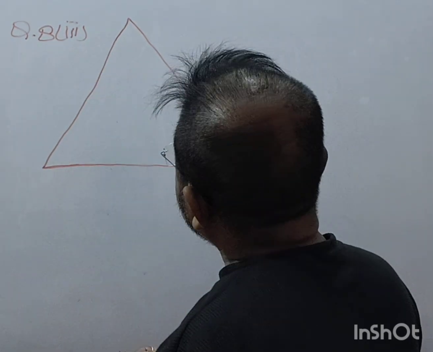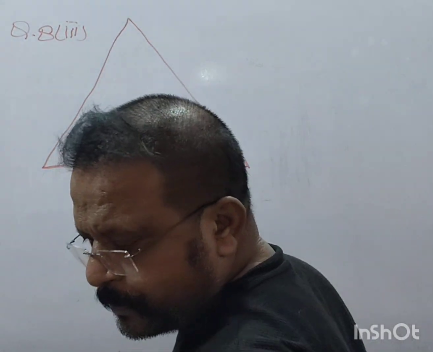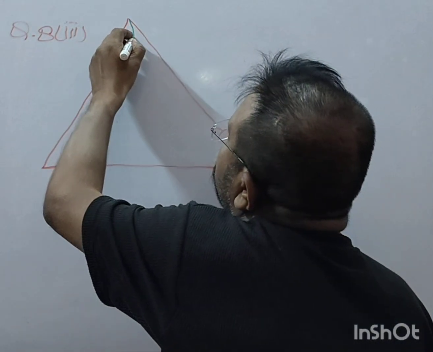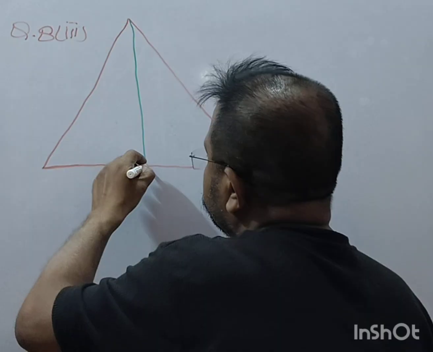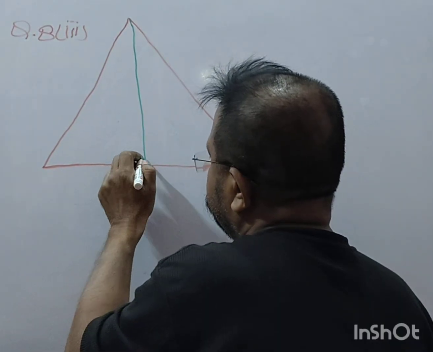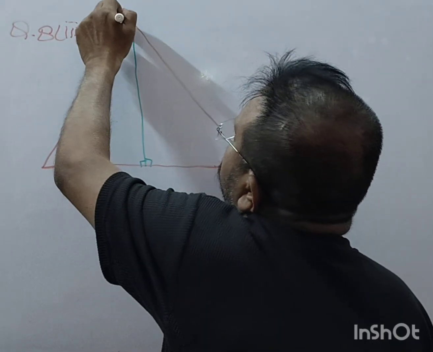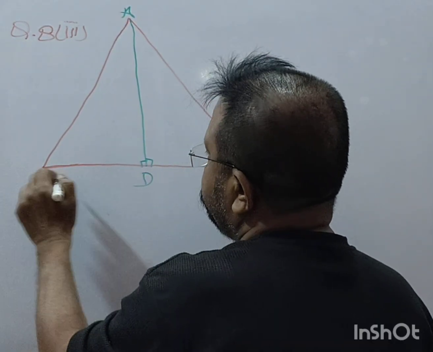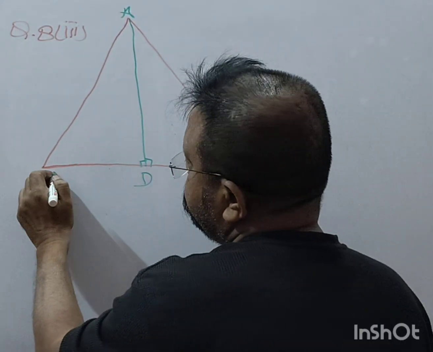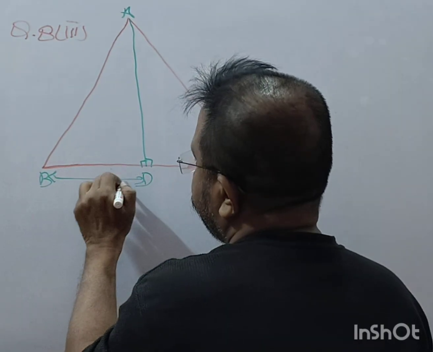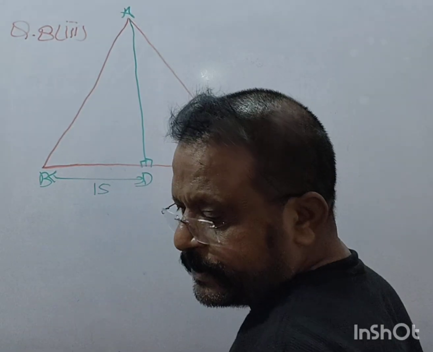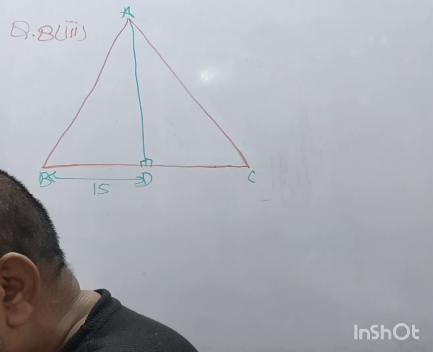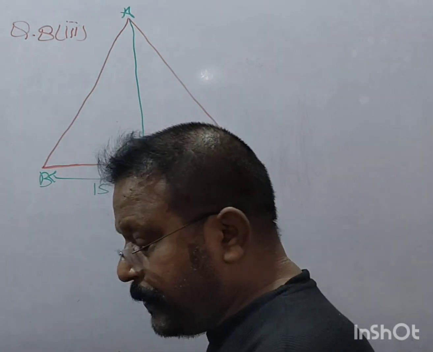So what is it? There is a perpendicular. Yes, sir. AD perpendicular to BC. This is AD. This is BC. This is how much? 15 centimeters. Fine. What else is given? Sin B is equal to 4 by 5 and tan C is equal to 1. Okay.